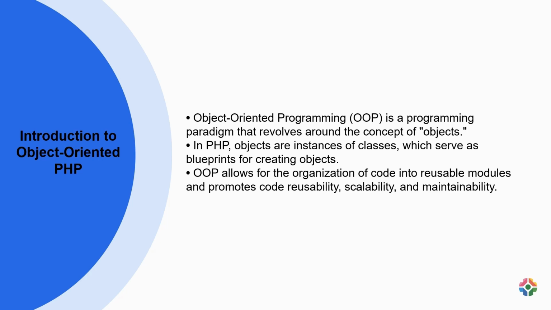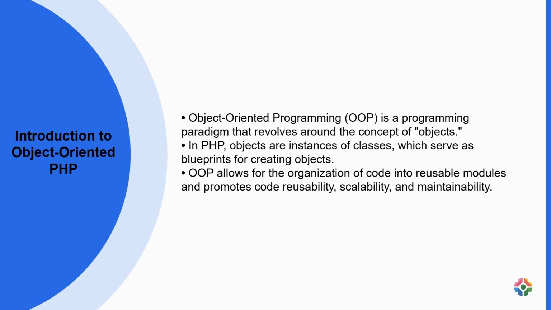For instance, in an e-commerce platform, OOP can represent products as objects, each with properties like name, price, and quantity. By leveraging OOP, developers can efficiently manage and manipulate these product objects, streamlining the application's design and functionality.